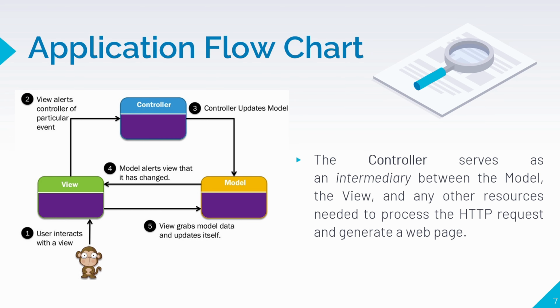Next is the controller. The controller serves as an intermediary between the model and the view, and any other resources needed to process the HTTP request and generate a web page. So, the controller is the intermediary of the view and the model. So, whenever a user wants a specific view or a specific function, then the controller processes that, then updates the database through the model.